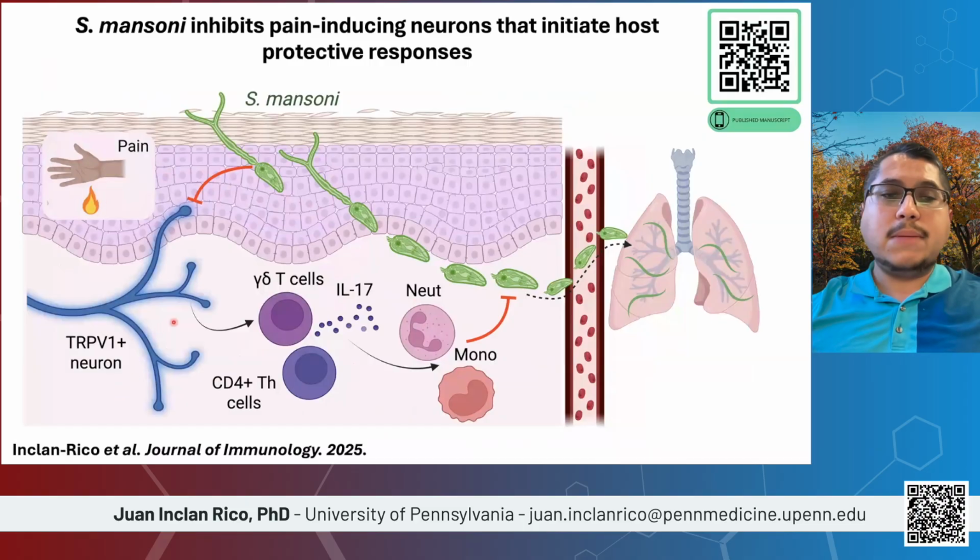And again, in this case, it seems to be because TRPV1 neurons are able to mount IL-17 mediated responses that recruit neutrophils and monocytes into the skin that are able to fight this infection and prevent the dissemination again from the skin into the lung, suggesting that schistosoma has evolved multiple ways to target the activation of these sensory neurons in the skin.